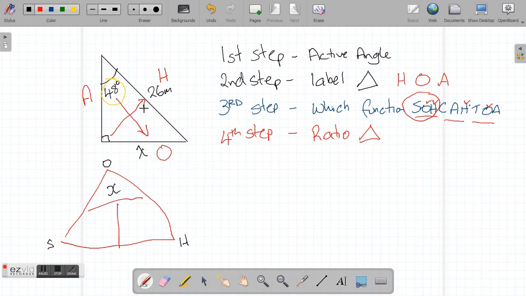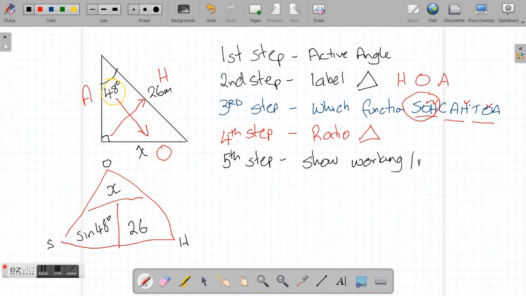Now the opposite side is X, because that's the side we're looking for. The hypotenuse is 26 meters, so I've put that in there. And the S is for the angle, and because we're doing sine, it's the sine of 48 degrees. From this we can move on to the fifth and final step, which is actually showing the working and giving the answer. So we'll move on to that now.